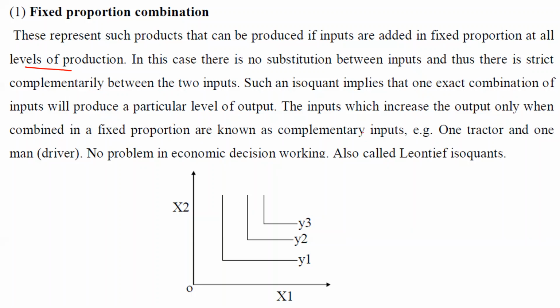level of output. एक यहाँ पे एक ही कॉम्बिनेशन पॉसिबल है और अगर कोई हम वहाँ चेंज करते हैं तो वो चेंज पॉसिबल नहीं होता. For each level of output only one combination of input is possible. The inputs which increase the output only when combined in fixed proportion. These are known as complementary inputs.